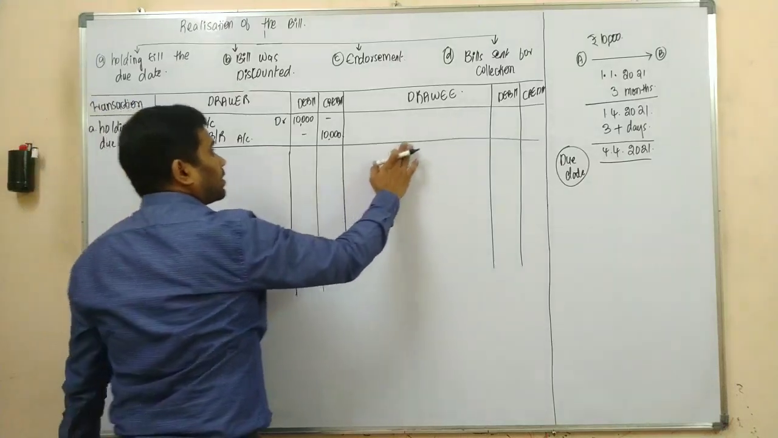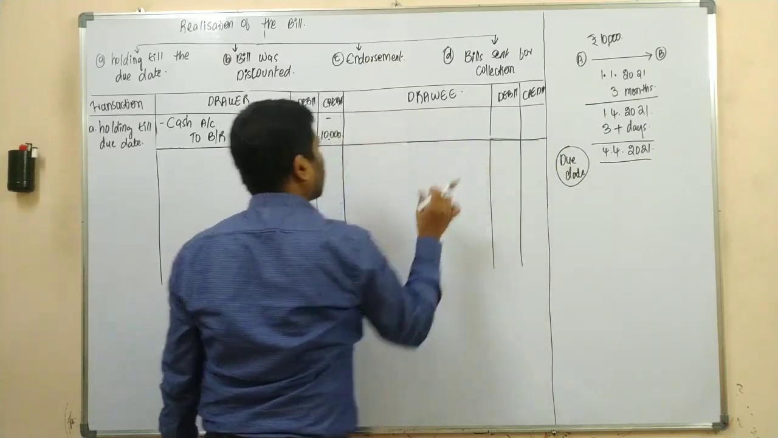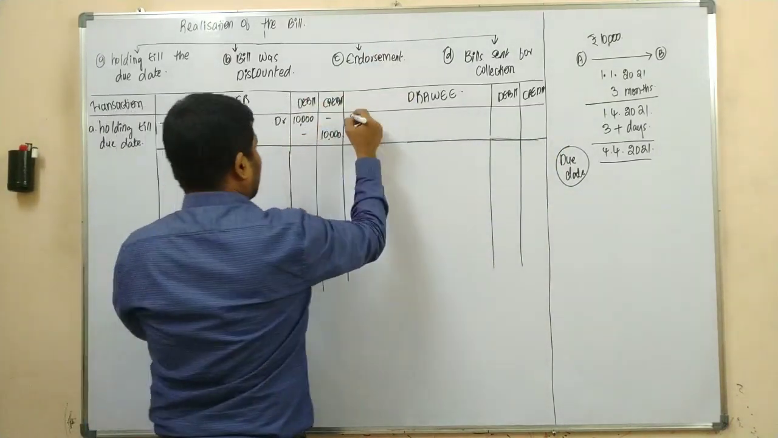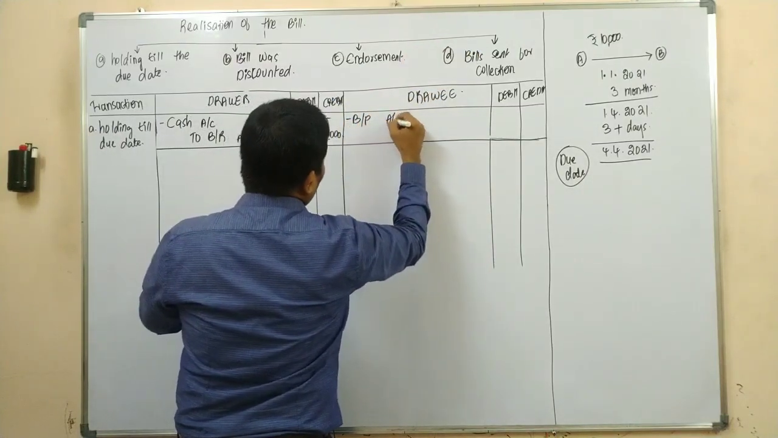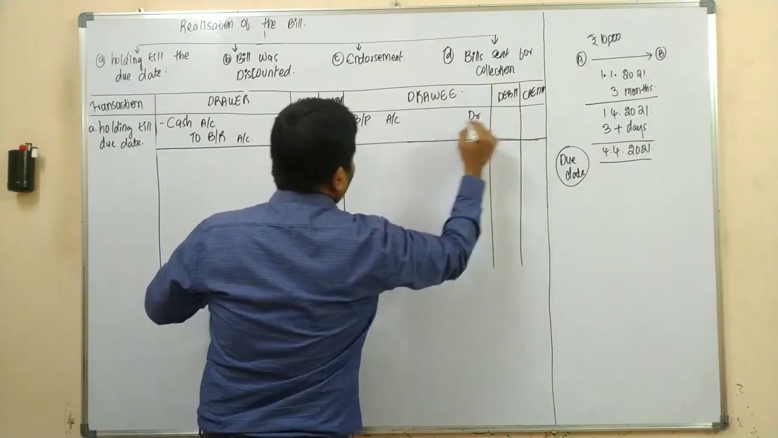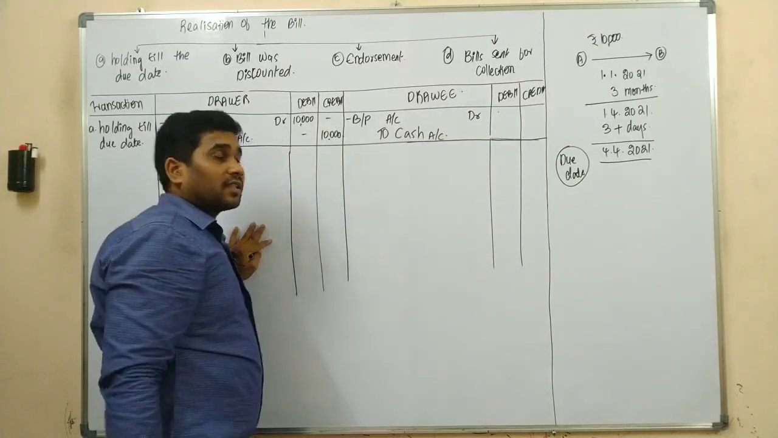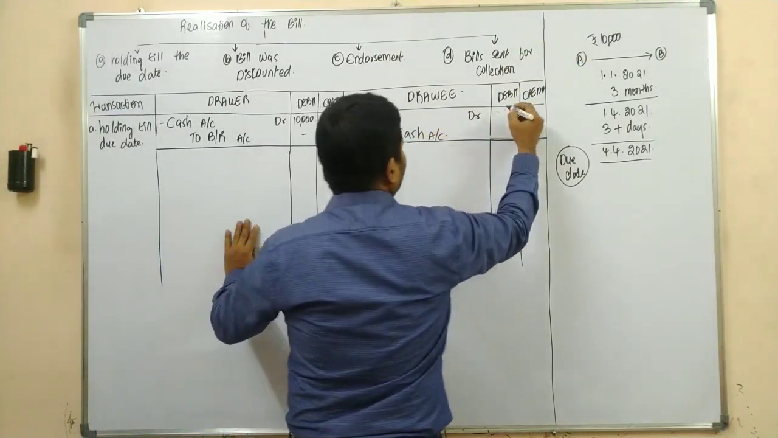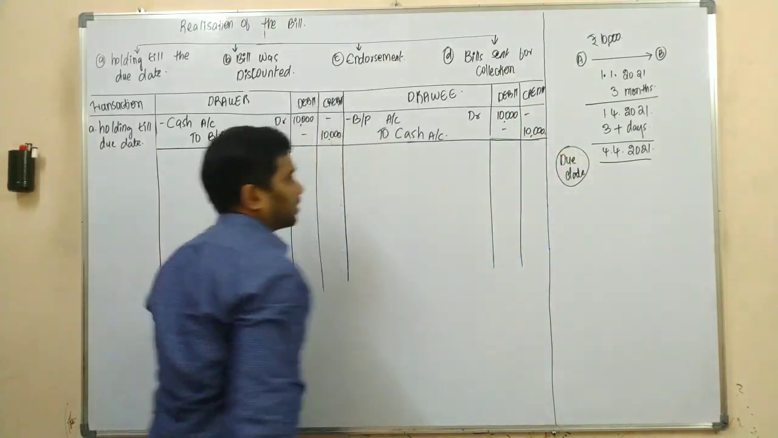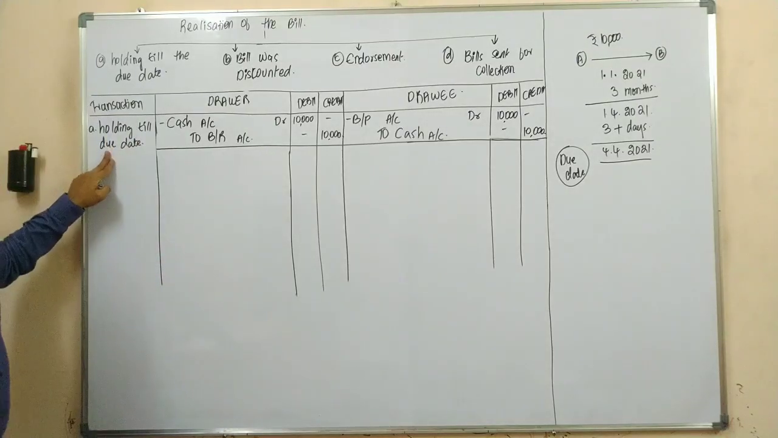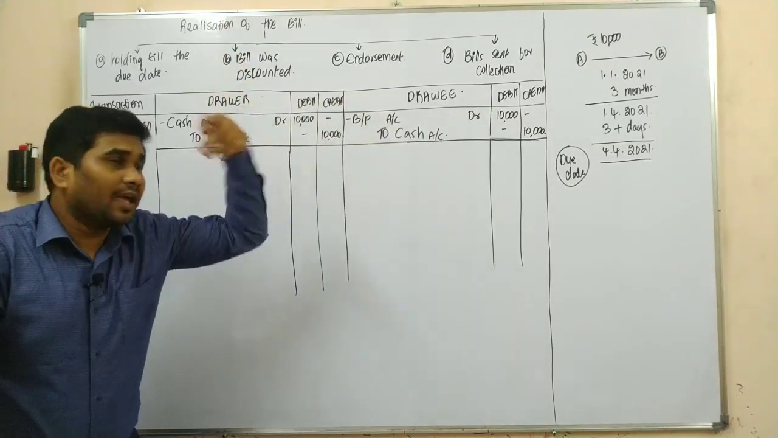Now let's continue. So what is the journal entry in the books of drawee upon payment of 10,000 rupees on the bill? The journal entry would be bills payable account debit to cash account. So he is paying the cash on the bill. So how much was the amount, sir? The amount would be 10,000 debit, 10,000 credit. Holding till the due date and the amount was realized. That means drawee paid the amount.